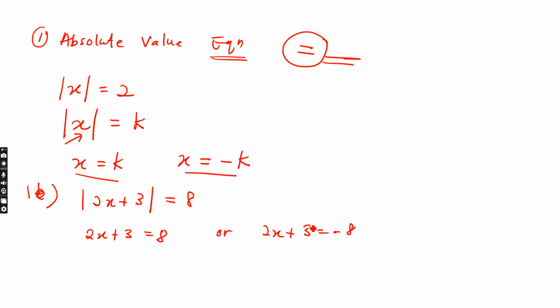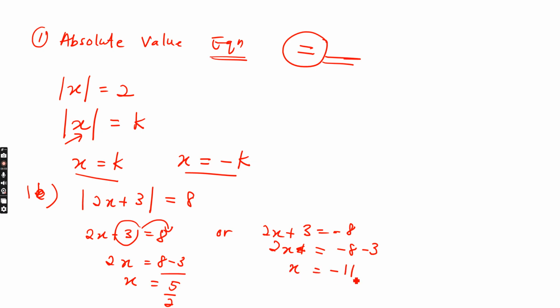This question wants you to determine the value of x, which means you need to find the value of x. So you move this to the right side: 2x equal to 8 minus 3, then x is 5 over 2. So that is one value of x. Now we find another value of x for 2x plus 3 equal to negative 8. You move 3 to the right side and get negative 8 minus 3, and then x is equal to negative 11 over 2. Okay, up until here, can you understand?